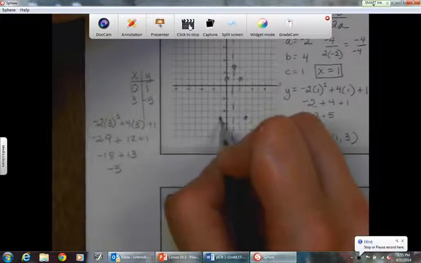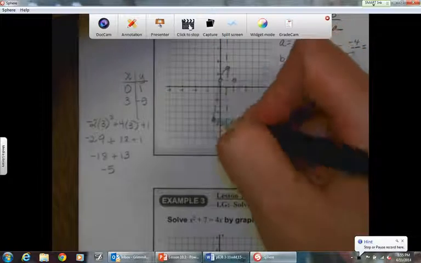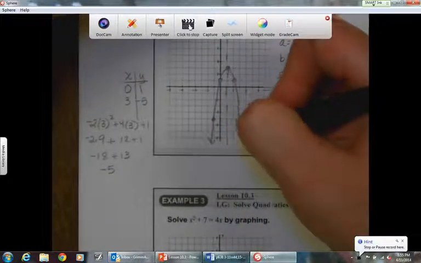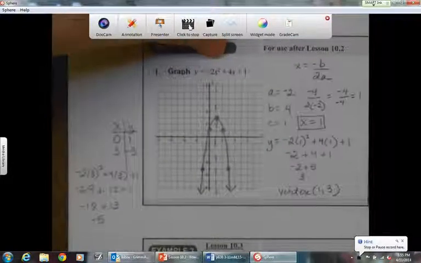Looks like right there. Is that what you guys got? Yep. Sure? Well, what's wrong with it? That's what you got. So you just messed up on a point? Okay.